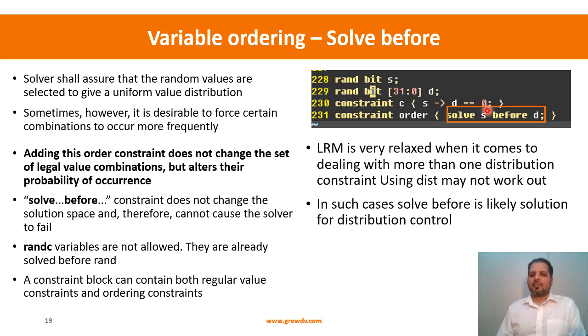So sometimes it might be harder to specify certain things using the dist, and in such cases you can use this solve before approach to control the probability of occurrence. And most of the time the constraint solver resolves the dependencies, but in some cases you want to enforce a certain dependency to make the solution the way you want it, then you can order them and get the solution that you want.